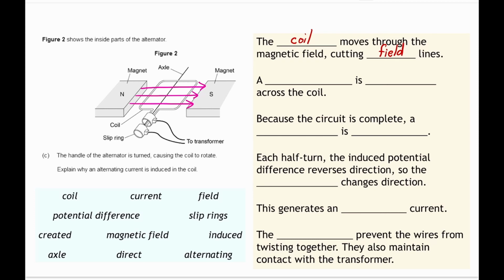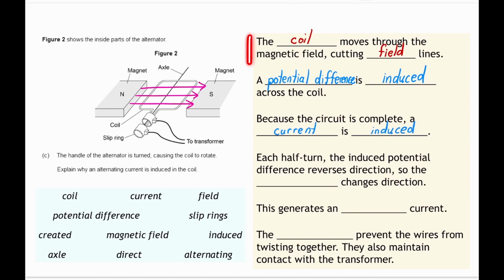Next, as described by the generator effect, when a conductor cuts through field lines, a potential difference is induced across the coil. Remember that the word induced means create. Next, because the circuit is complete, we can see that its terminals are connected to a transformer. A current is induced as well.